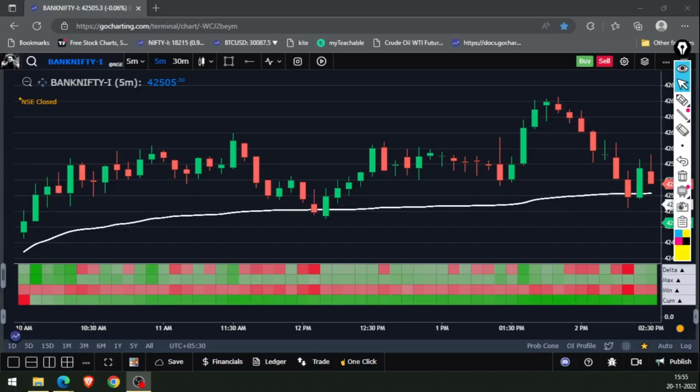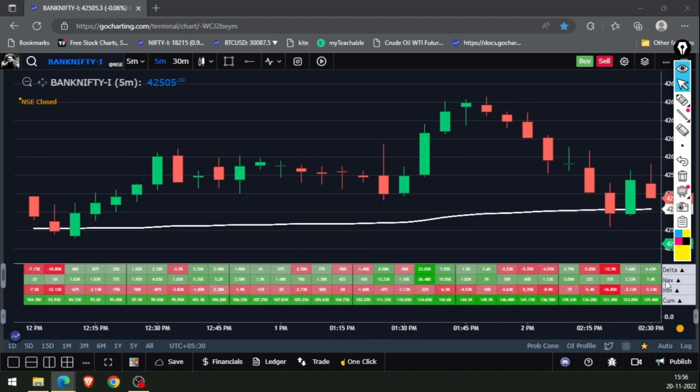Okay, today's topic is one of the most interesting topics in the advanced trading tools. So what is that? Today we are going to discuss what is the delta, max delta, min delta, and cumulative delta, right? For that, right now we're using the Go Charting platform, and here at the bottom we are seeing this indicator.